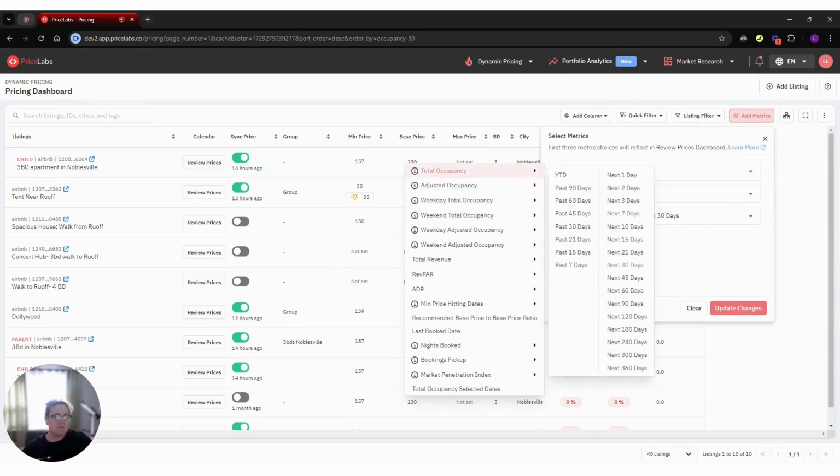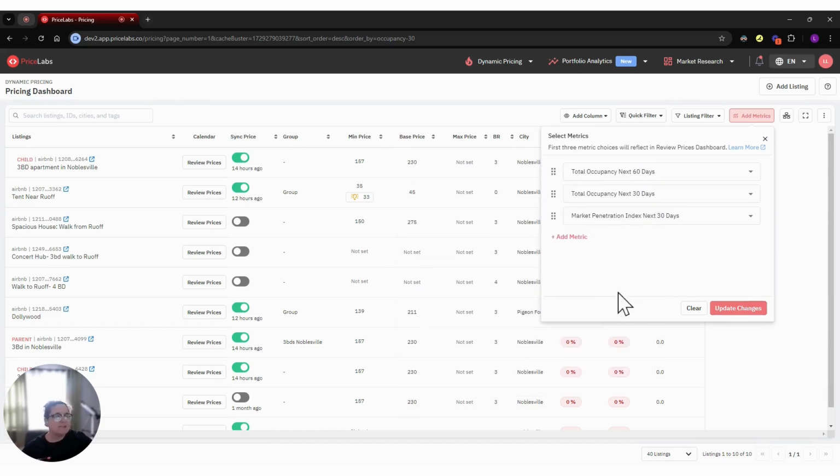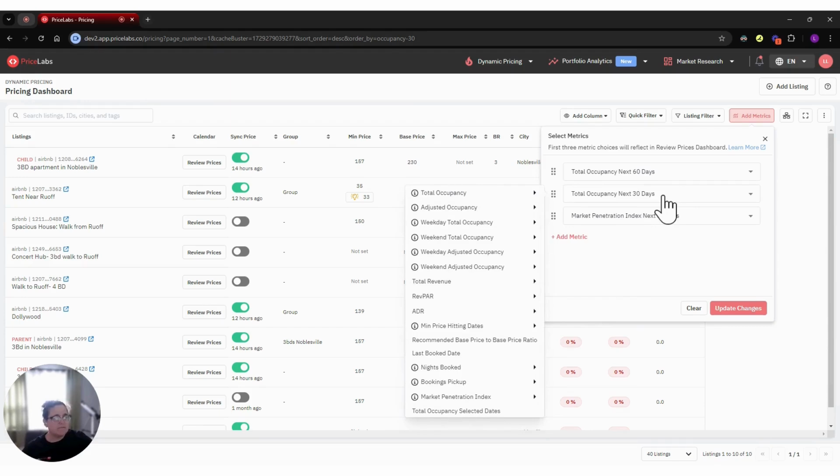A couple of the ones that we suggest at PriceLabs include total occupancy. Of course, this is going to be your listing's occupancy, but it also will compare that to the local market's occupancy as well. So for this example, I'm going to say the next 30 days occupancy. No, I've got next 30 days already. Let's do next 60 days occupancy, super important to me.